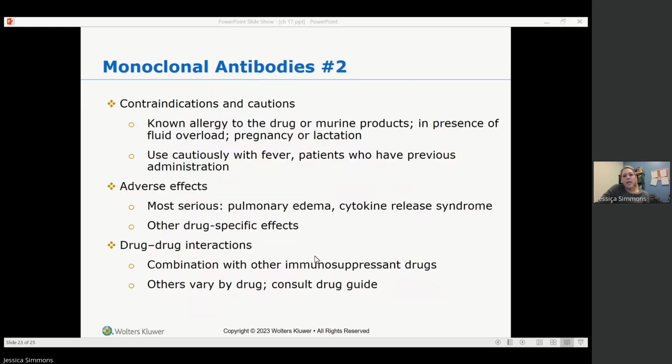They can and usually cause fever with patients who have had a previous administration. The most serious adverse effects would be pulmonary edema and cytokine release syndrome. And this could be very dangerous, especially flash pulmonary edema. So that's something you definitely have to look out for.